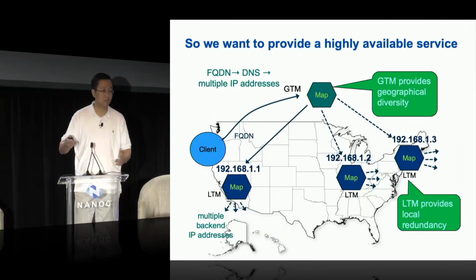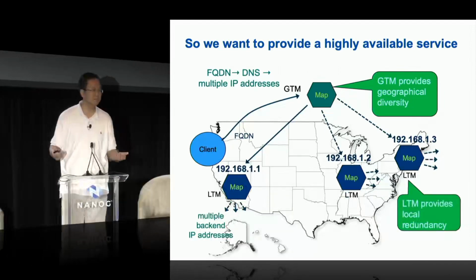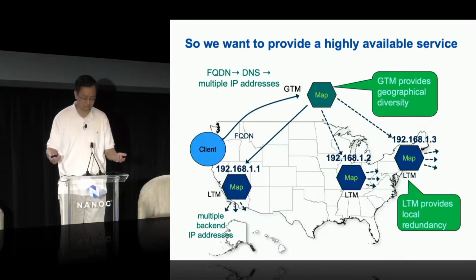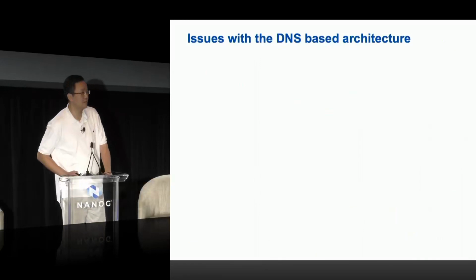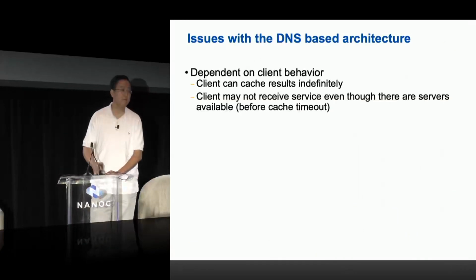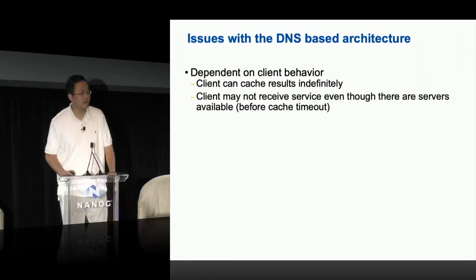Now, so this is actually how usually the service is deployed, right? Now, some of the issues that we have found with this approach, well, it's highly dependent on client behavior, right? A client can cache the results of DNS lookup indefinitely if it wanted. It doesn't really have to obey the TTL field, even though it's advantageous to it to obey.